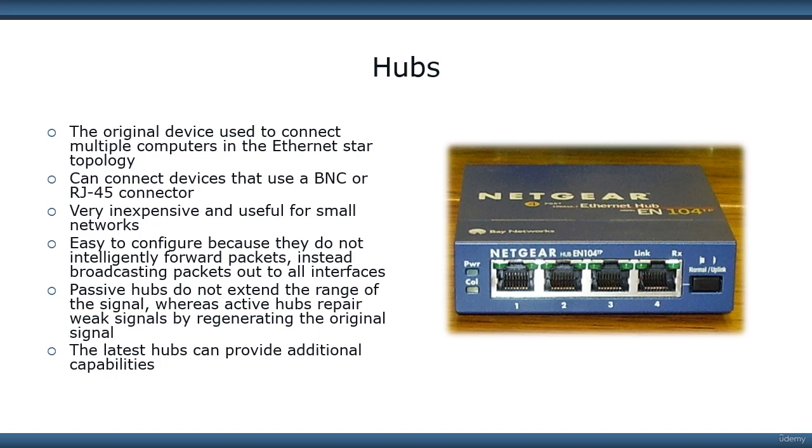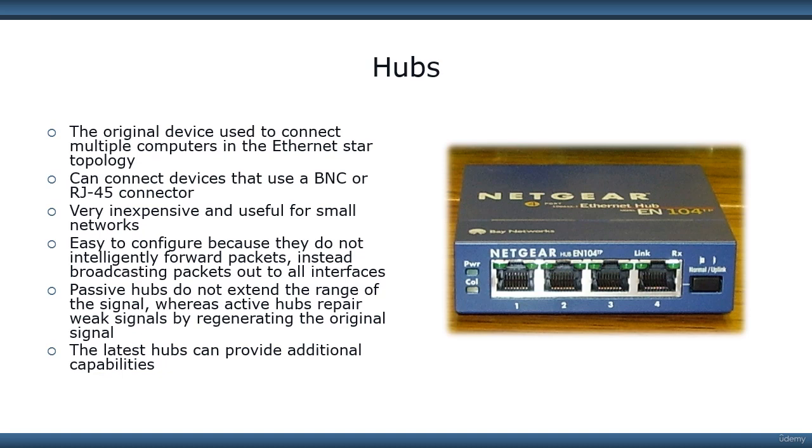If you need internet connectivity, the hub would need to be connected to a router or something that was providing DHCP addresses and a default gateway. So they're very easy to configure because they don't intelligently forward packets. However, that's the downfall because they broadcast packets out all interfaces.